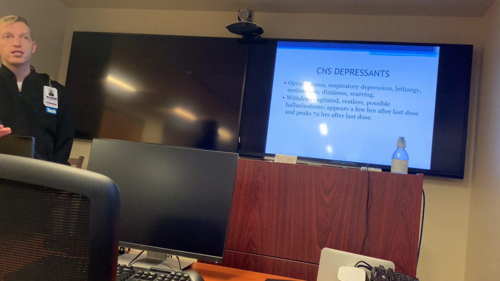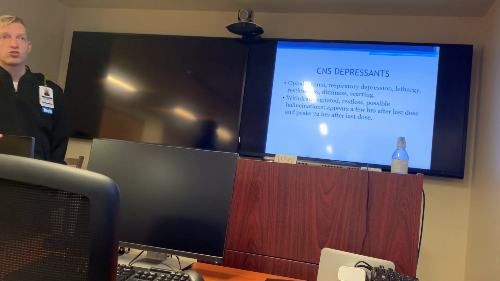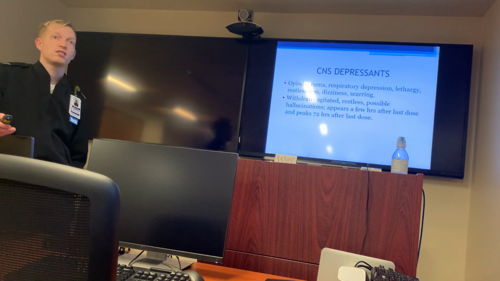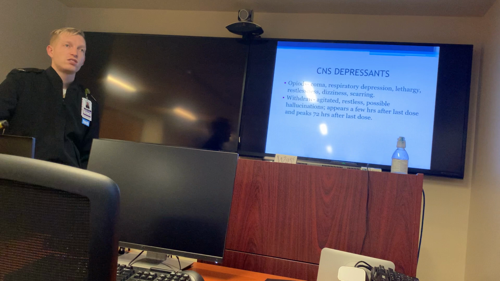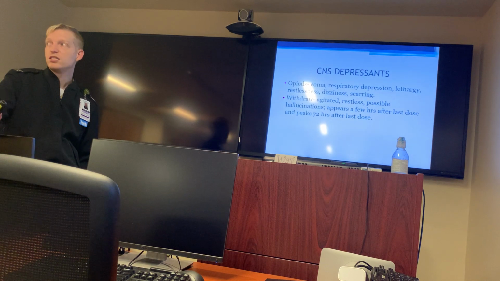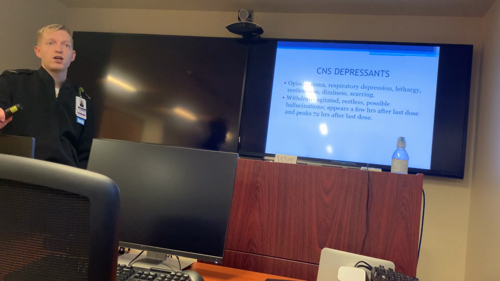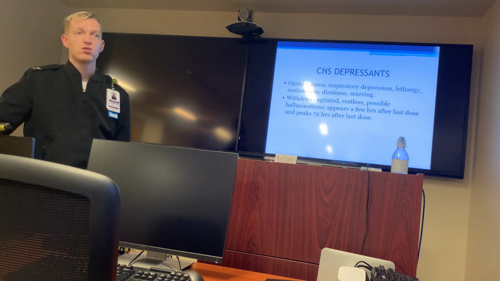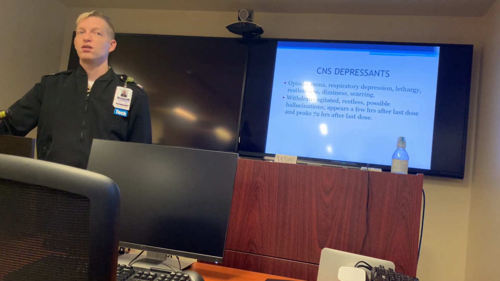All right, opioids. How do they affect your central nervous system? You can go to a coma, respiratory depression, lethargy, restlessness, dizziness, and scarring. Somebody going through an opioid withdrawal is the most violent thing you've ever seen in your entire life. They are agitated, they're restless, possibly hallucinating. Symptoms appear a few hours after last dose and peak 72 hours after last dose.